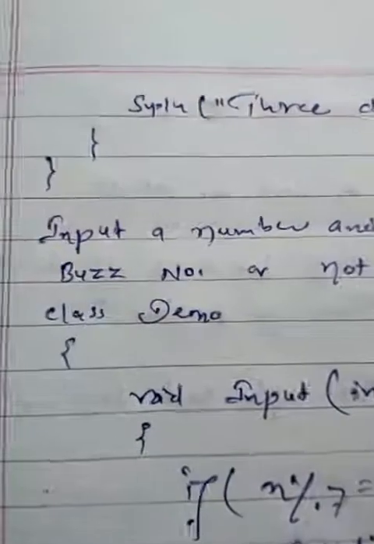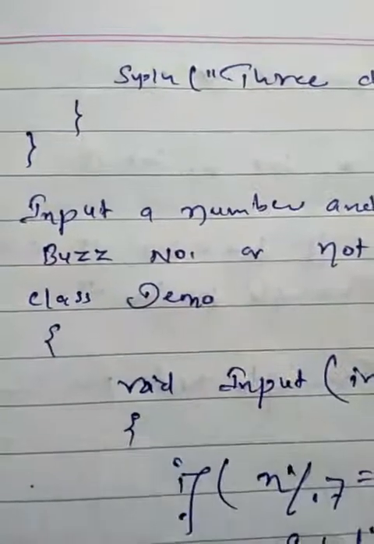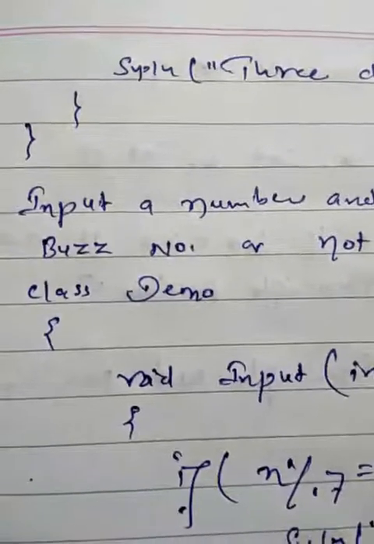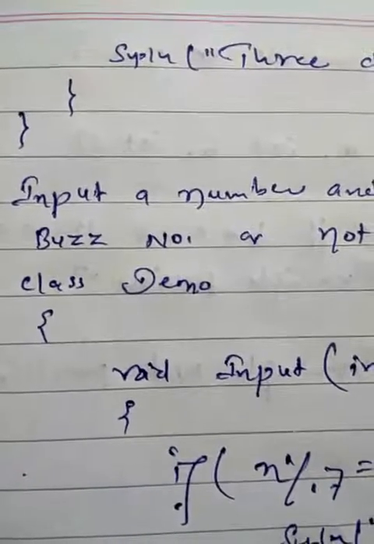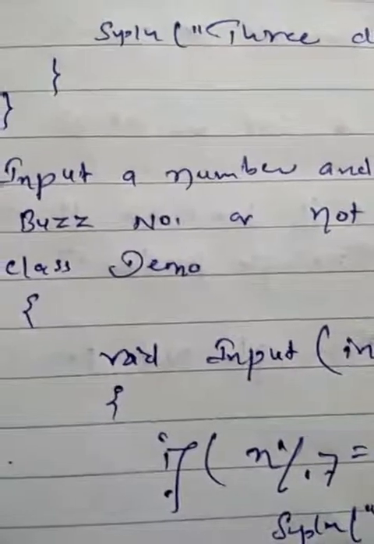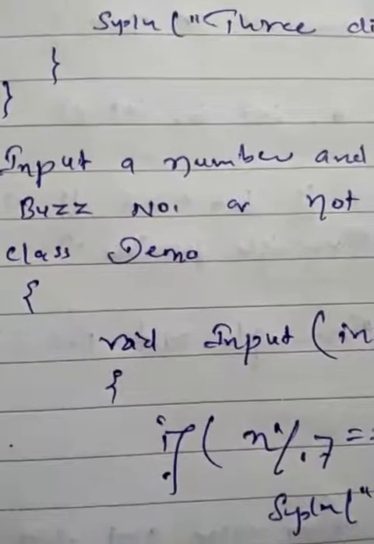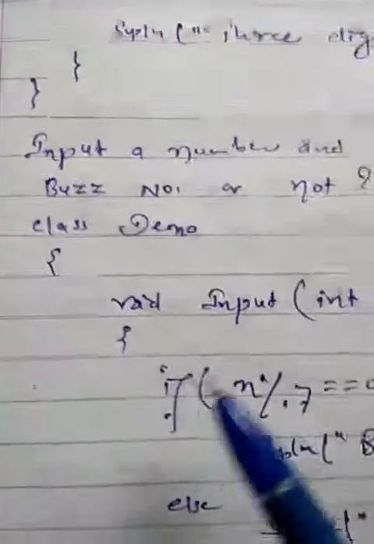Input a number and check whether this number is a buzz number or not. Yesterday I explained what we mean by a buzz number. A number which is divisible by 7, or ends with 7, is called a buzz number. So the solution of this is: class Demo, void input.